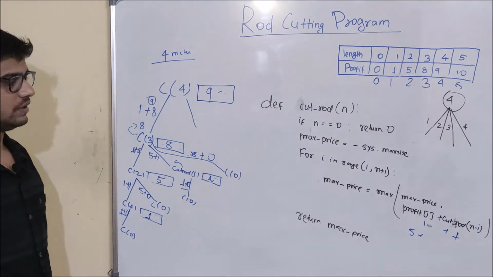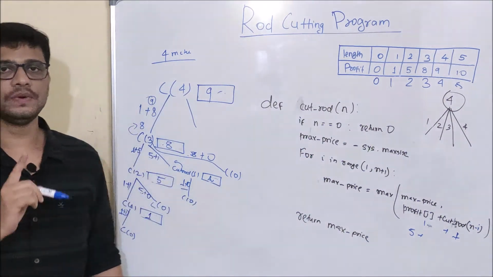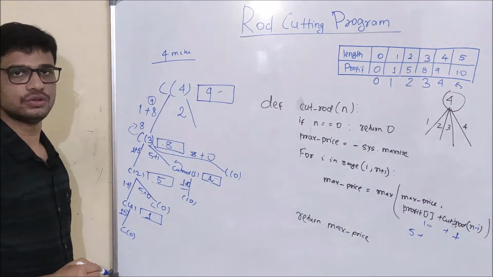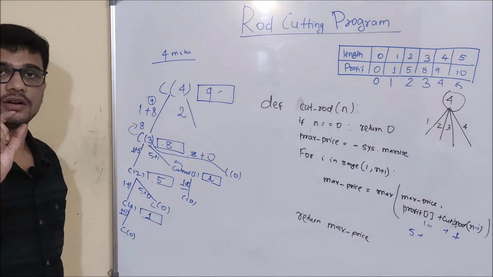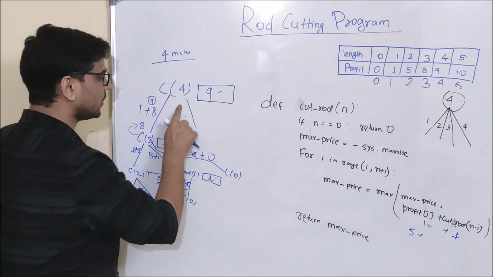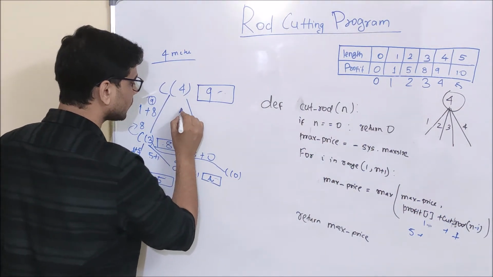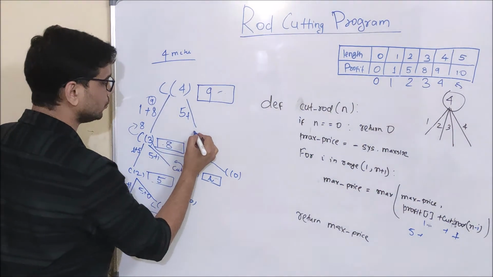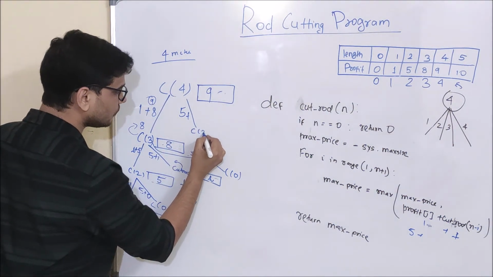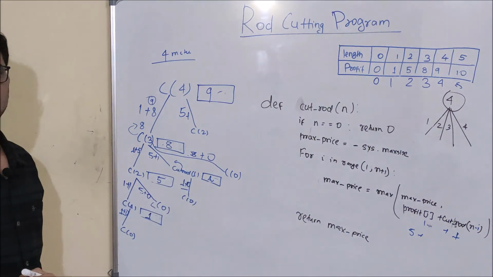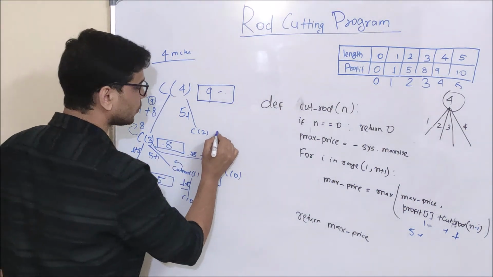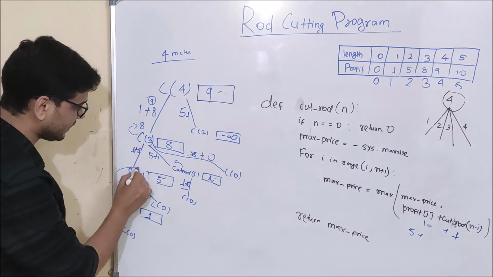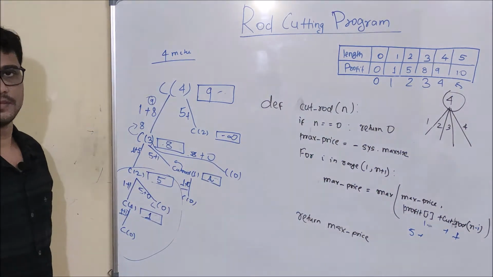Then what I am going to do is, this particular for loop will execute for i equal to 2, and when it executes for i equal to 2, it will give a cut of 2 meter. When the 2 meter cut is given, 5 is the profit, and again cut rod of 2 will be called. For this cut rod of 2, minus infinity will be initialized, and again this tree will grow.